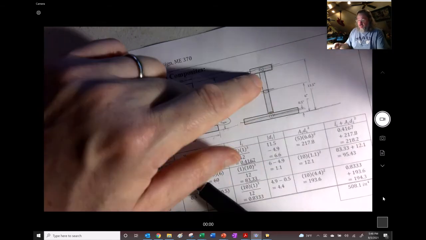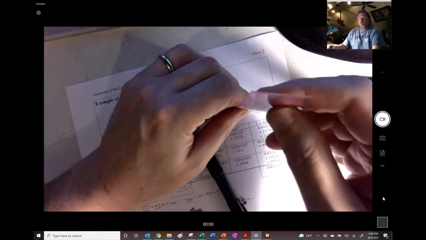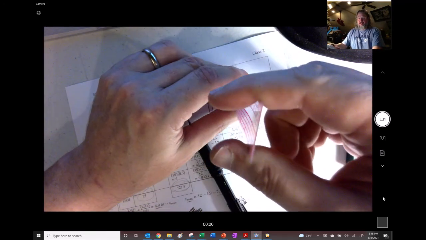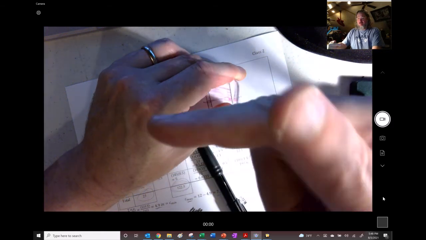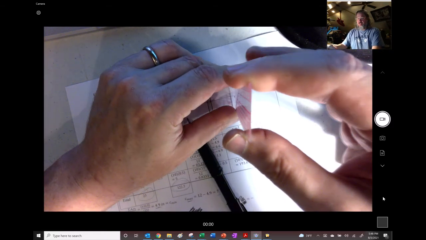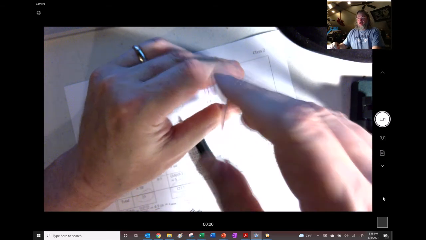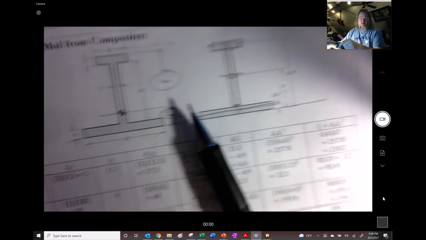So you can think of this guy being bent about that axis, whereas this guy is trying to bend it about this axis, right? About the axis that's running right here, and it's hard to bend this right here. Easy to bend it this way, hard to bend it there. That's because that h gets cubed, right?